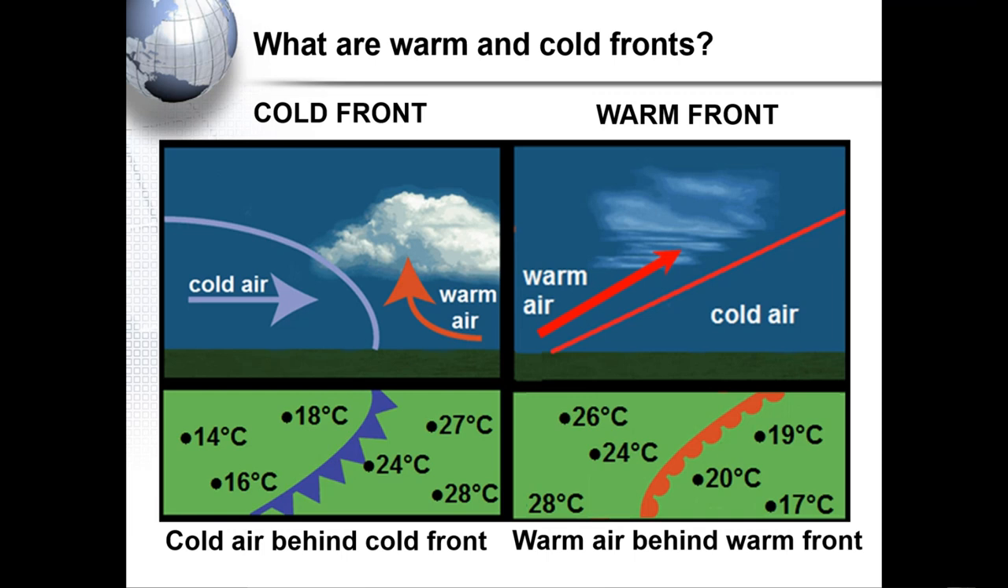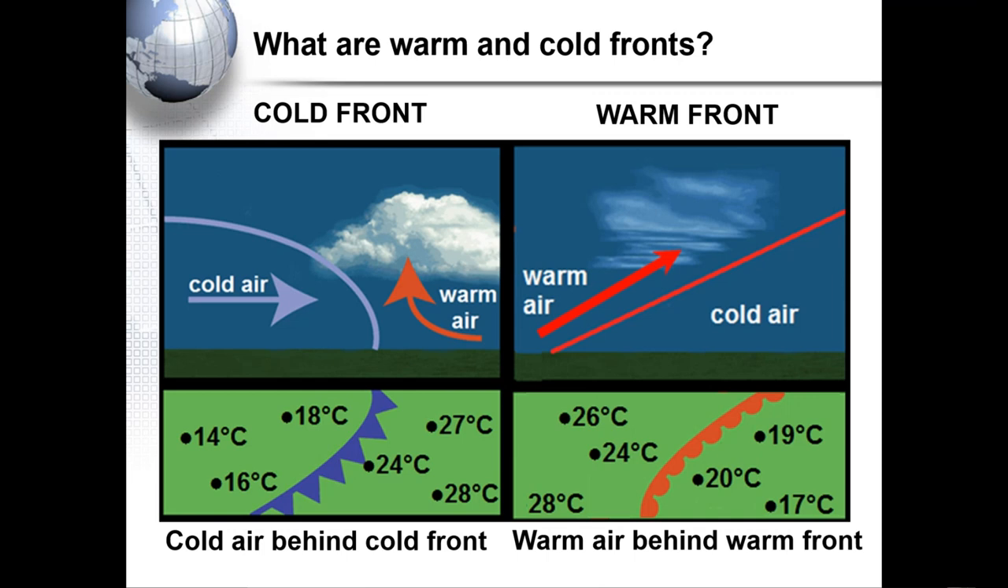Interesting, look at the difference in temperatures. Look at the temperature in front of the cold front. You can see there 27, 24, 28. Why is that? Because that is in the warm air. Just a matter of interest, what is our temperature today? I think it was 13, and we are sitting over here at the moment. So we are at the back end of the cold front, and we are having 18 degrees, 14 degrees, and 16 degrees.